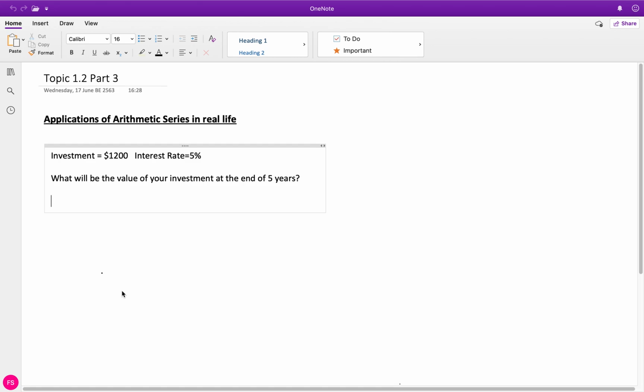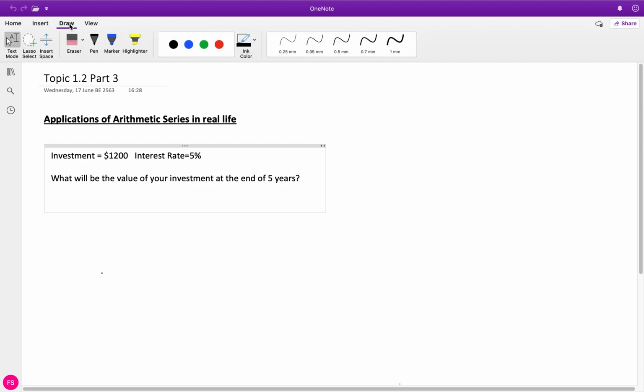Let's look at how we can solve questions of simple interest by using the concept of arithmetic series. Let's say you invest $1,200 for 5 years, earning 5% per annum simple interest. Per annum means annually, or at the end of every year. Now the question is, what will be the value of your investment at the end of 5 years?